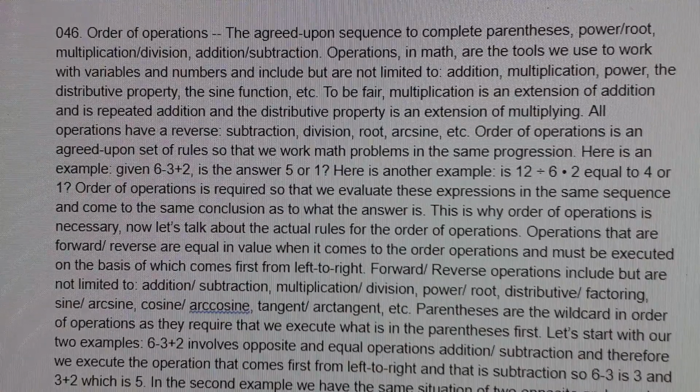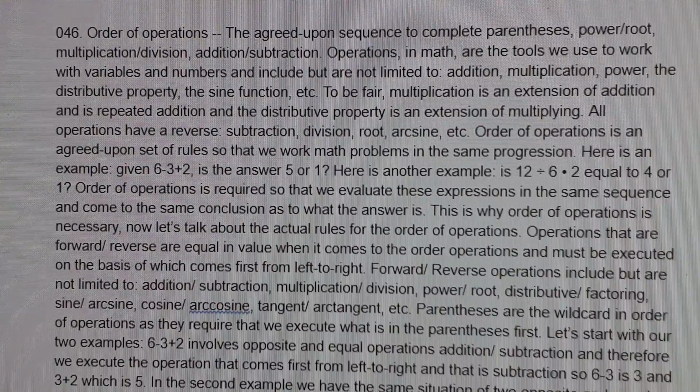Order of operations is the agreed upon set of rules so that we work math problems in the same progression. Here is an example. Given 6 minus 3 plus 2, is the answer 5 or 1? Here is another example. Is 12 divided by 6 times 2 equal to 4 or 1? Order of operations is required so that we evaluate these expressions in the same sequence and come to the same conclusion as to what the answer is. This is why order of operations is necessary.